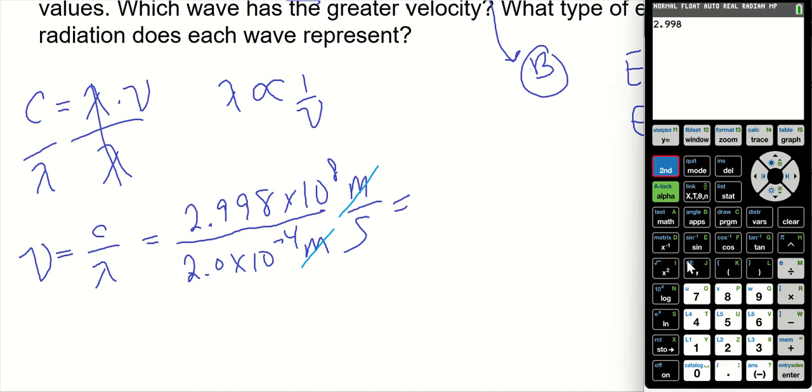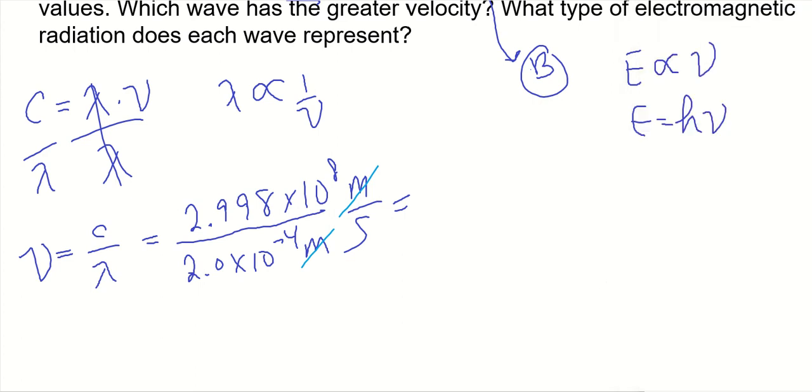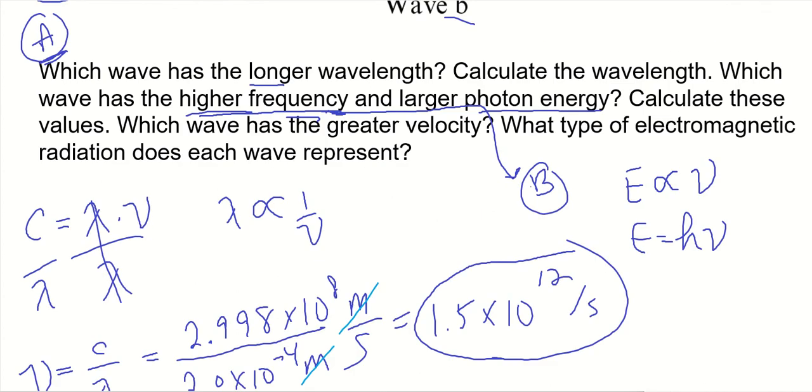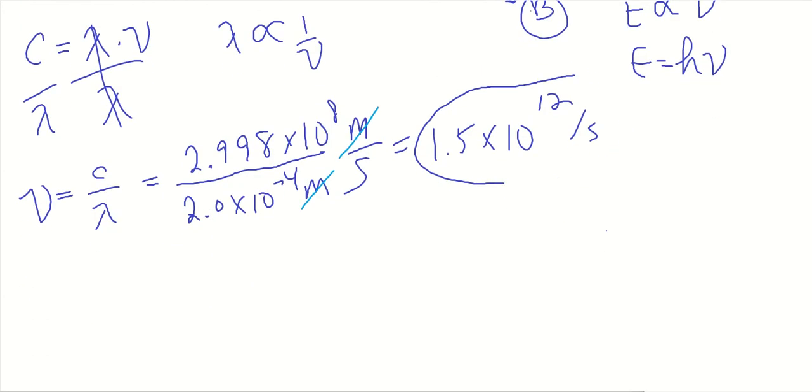2.998 times 10 to the 8 divided by 2 times 10 to the negative 4. All right, let's write this down. 2 significant figures, right? Because our original number had 2. 1.5 times 10 to the 12 hertz. Let's just write per second for now. Calculate these values, frequency, and then the energy. That's the frequency of wave B.